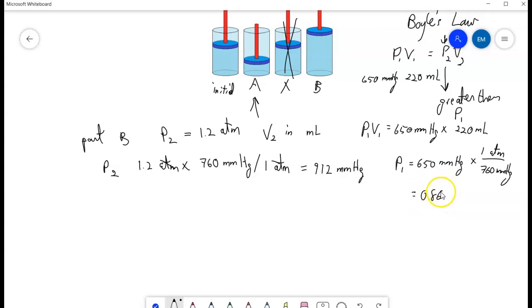Let's round it to 0.86. So it's 0.86 atmospheres. Either way, we're going to have 2 significant figures. 912, we could round that to 910, but it looks like atmospheres is a little easier to work with. We're going to work the other one too, but let's do this here. We're looking for the volume in milliliters, so we're looking for V2.